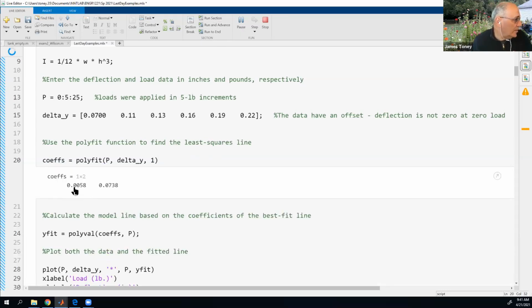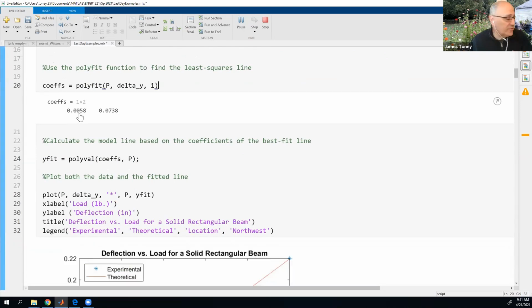All right, so we get these 2 numbers, and you just have to know what order it's giving them to you in. They're in decreasing order. So the first number is the linear term. The second one is the constant term. So when you do a quadratic in the exercise, it'll be the quadratic coefficient first, then the linear one, then the constant. So the slope is this first coefficient, and the second one's the intercept.